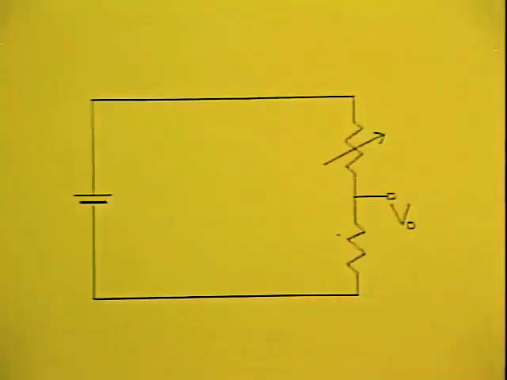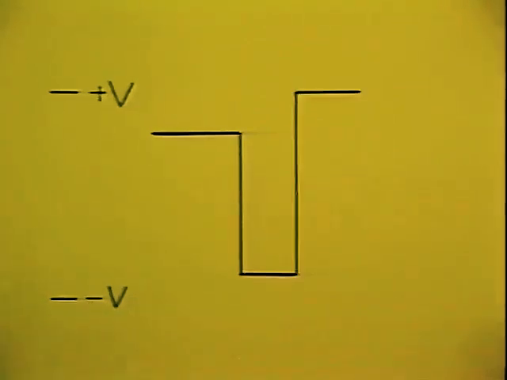As the beam in the camera scans the target, it completes a simple voltage divider circuit. If a dark section is scanned, the target resistance is high and the output voltage is near the battery positive volts. If a light section is scanned, the target resistance is low and the voltage output is close to the battery negative voltage. During retrace, when the beam is cut off, the voltage will be at the positive voltage of the battery.